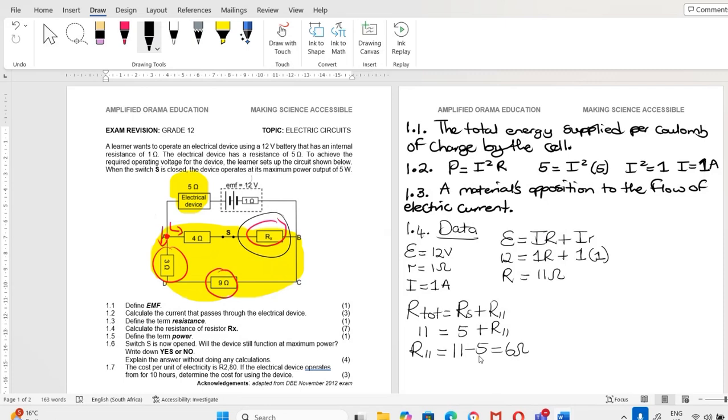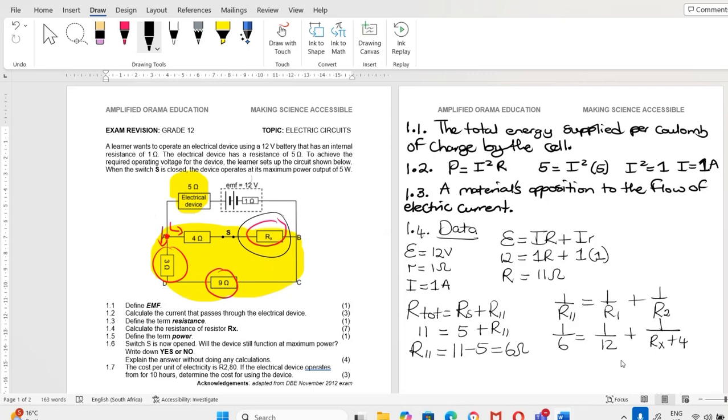Once you have that, you could use the equation that we use for finding the total resistance in parallel, which is 1 over R parallel equals 1 over R1 plus 1 over R2. We mustn't forget now R2 involves Rx and the 4 ohm resistor. We already know that R parallel is 6. So 1 over 6 is equal to 1 over 12 plus 1 over Rx plus 4.